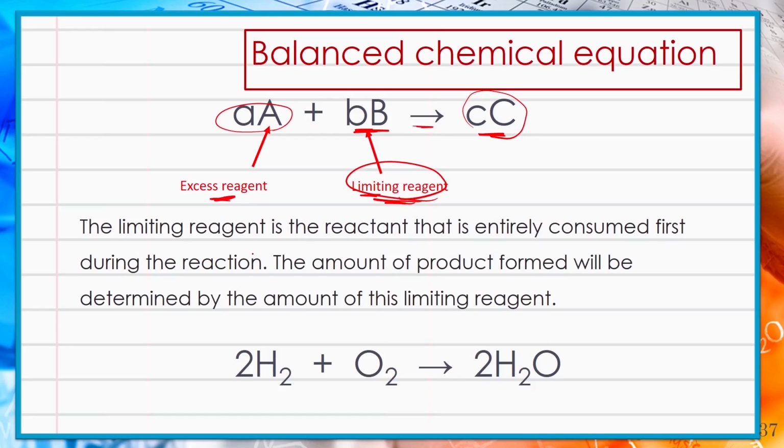In a balanced chemical equation, the reactant with fewer moles is considered the limiting reagent. For example, here we have the reaction of hydrogen gas with oxygen gas to produce water. The stoichiometric coefficients in the reaction show that 2 moles of hydrogen gas react with 1 mole of oxygen gas. The oxygen gas in this reaction is considered the limiting reagent because it has fewer moles than hydrogen gas.